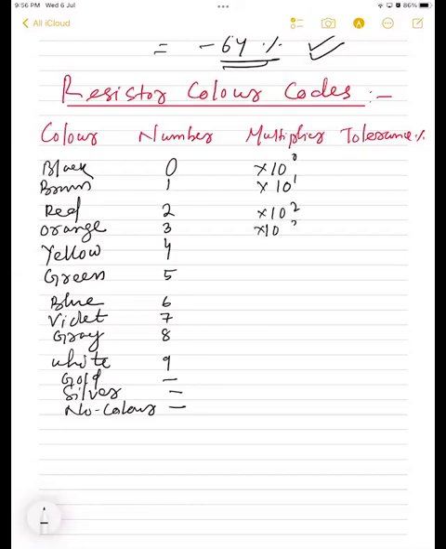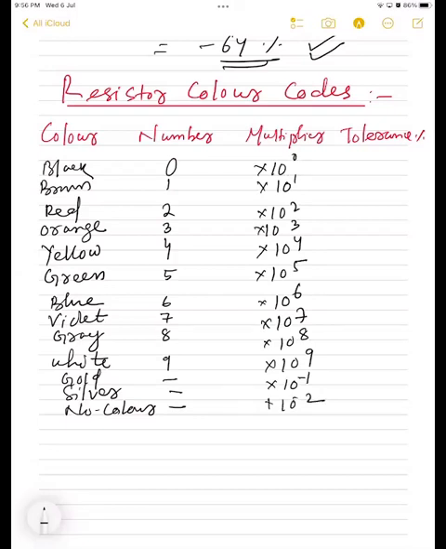Here 10 to the power 3. Here into 10 to the power 4. Here into 10 to the 5. Into 10 to the 6. Into 10 to the 7. Right? Into 10 to the 8 also. And here also into 10 to the power 9. And here the multiplier is 10 to the power minus 1 for gold. And for silver, it is into 10 to the power minus 2, right?